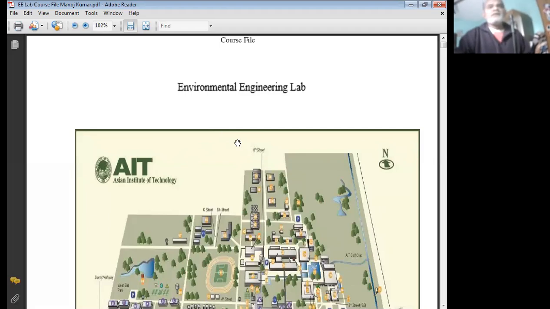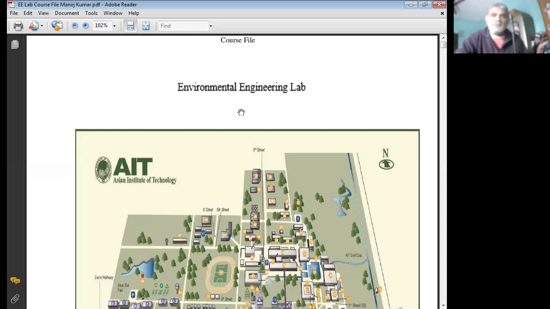Today Professor Dr. Manoj Kumar will talk about the course file of the laboratories, which is essential for the NBA program and the NAAC accreditation.